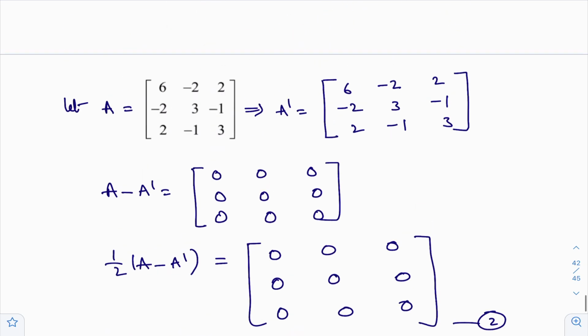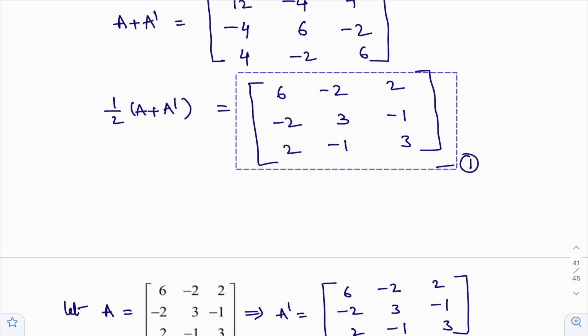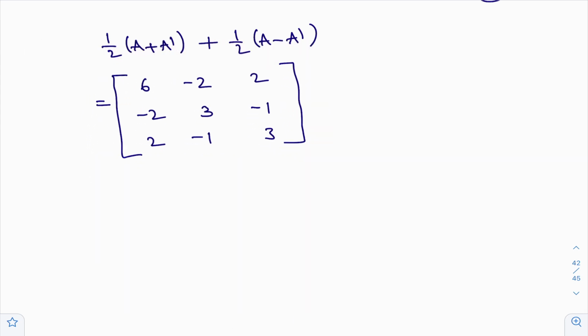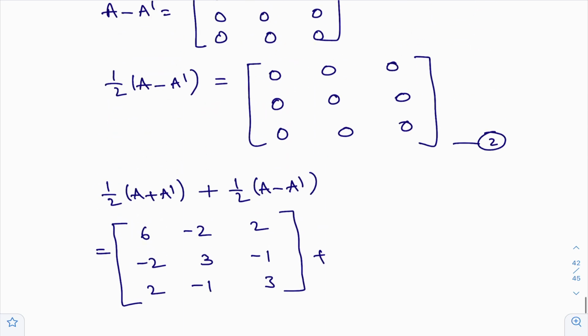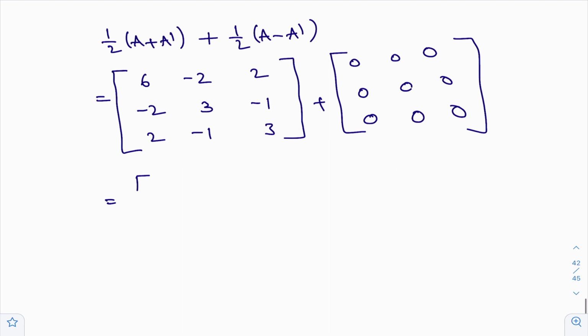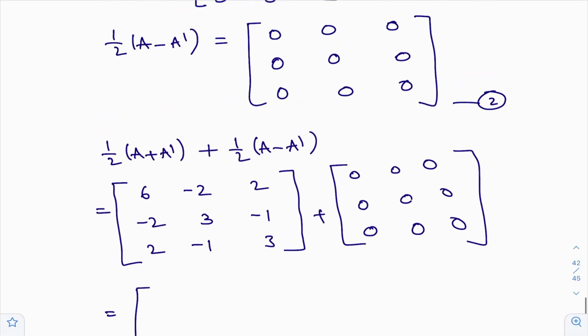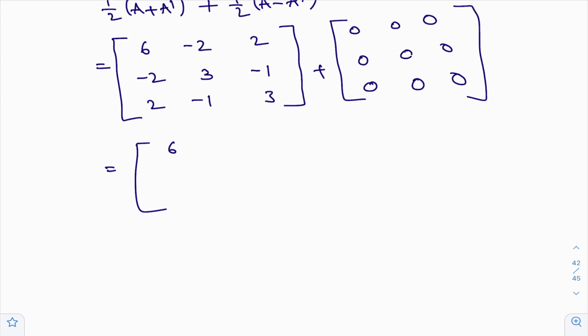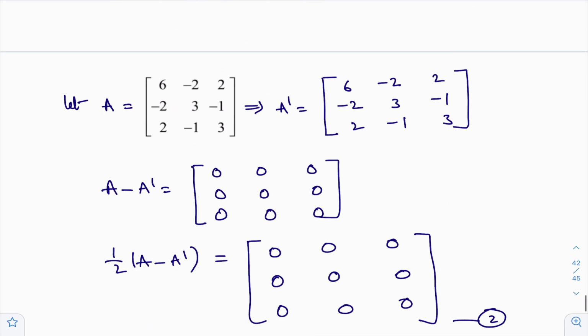Look here, this is the matrix half into (A plus A dash). I'll write it here. Plus half into (A minus A dash), which is the zero matrix you got: 0, 0, 0, 0, 0, 0. Add these two matrices, adding the corresponding elements. What will you get? 6 plus 0 is 6, minus 2 plus 0 is minus 2, 2, minus 2, 3, minus 1, 2, minus 1, 3.